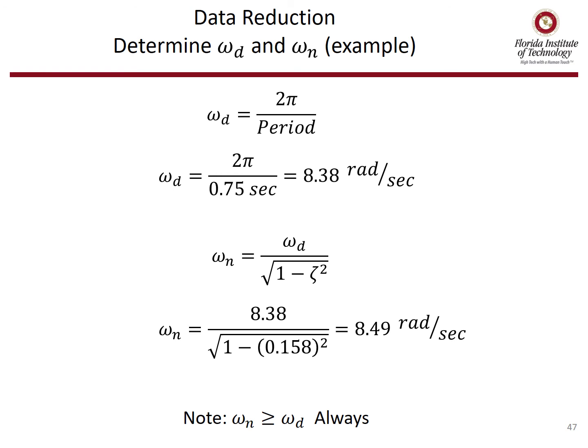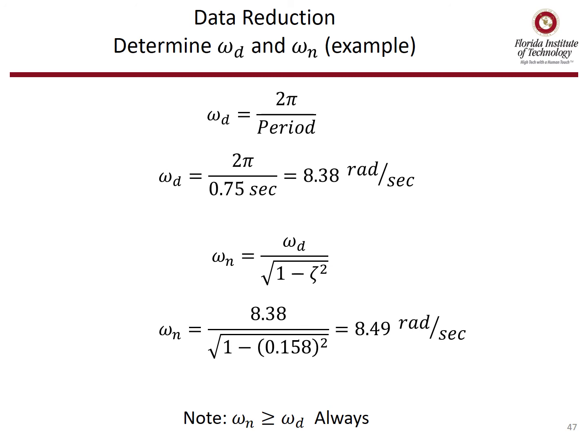Again, the damped frequency is what we observe, so that's going to be 2 pi over the period we measured. And we measured 0.75 seconds was our peak-to-peak value of the period. So our damped frequency is 8.38 radians per second for this problem.